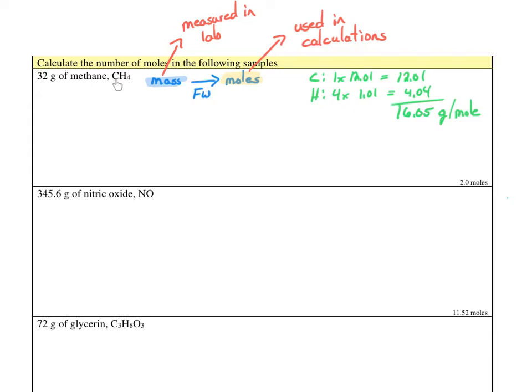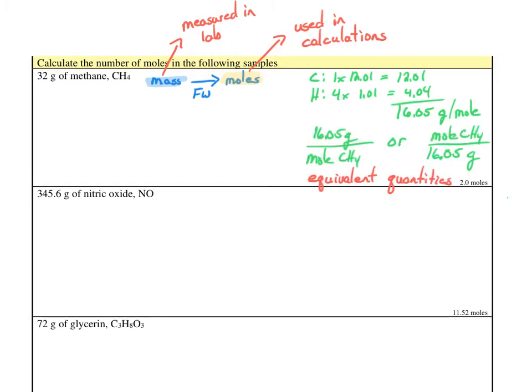We're given the formula of methane. We see we have 1 atom of carbon. We add the mass of 1 atom of carbon, and we get this value from our periodic table, to the mass of 4 atoms of hydrogen to get the formula weight. Now we can use this formula weight to write 2 separate conversion factors.